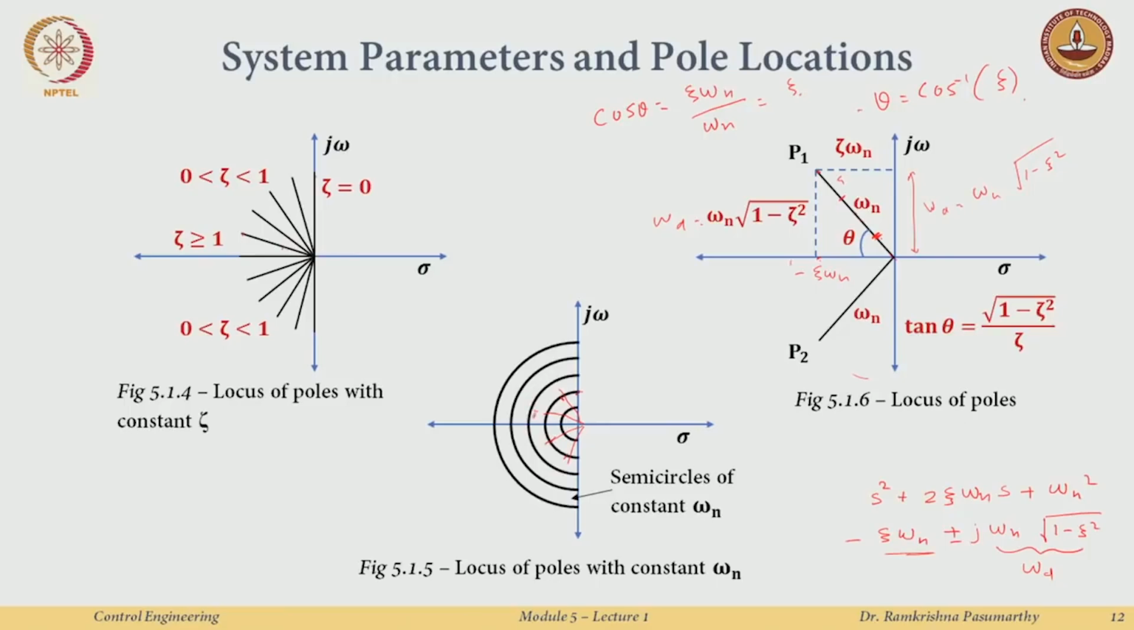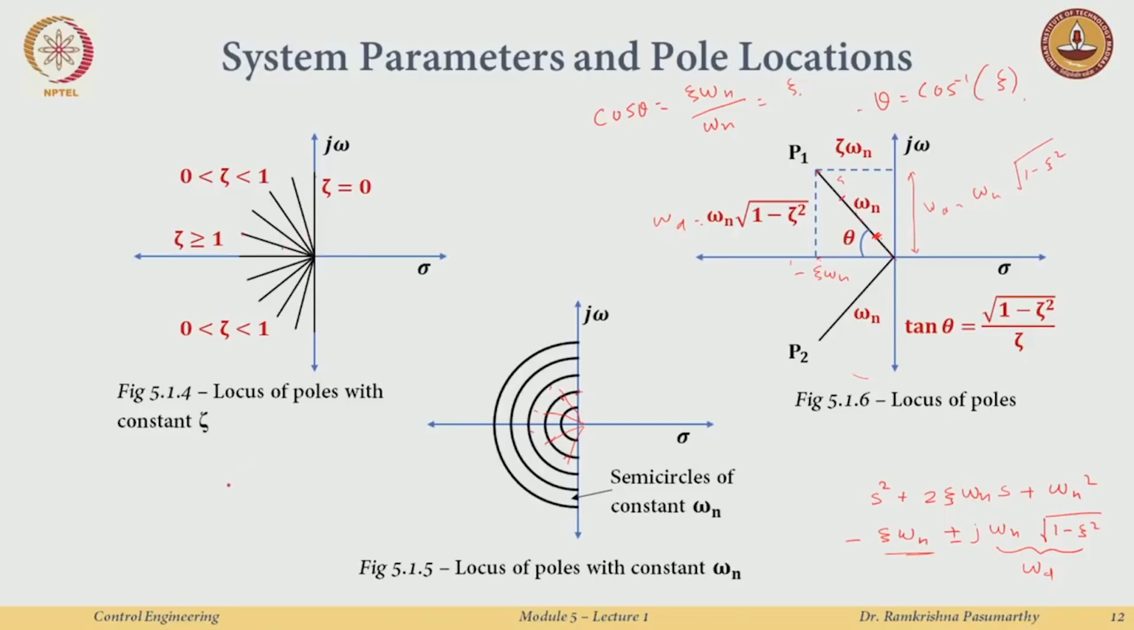There is a pole here, there is also a pole here, and this will correspond to a certain zeta. If I go here, this pole will move here, and this pole will move here, the complex conjugate, but then the zeta will change. So these are semicircles where omega n is constant and zeta is changing. These are lines where zeta is constant and omega n is changing. Okay. What is the importance of this?